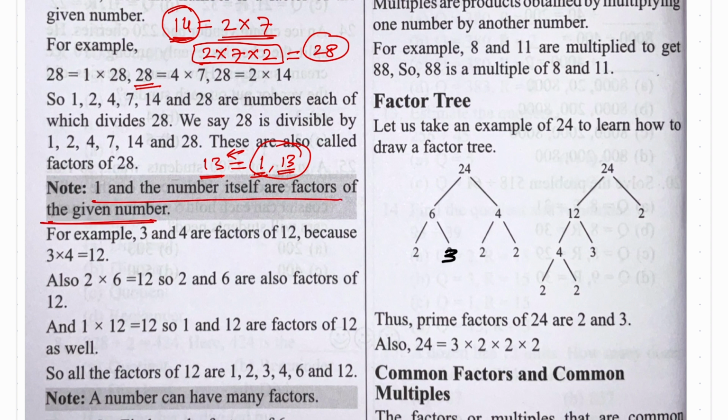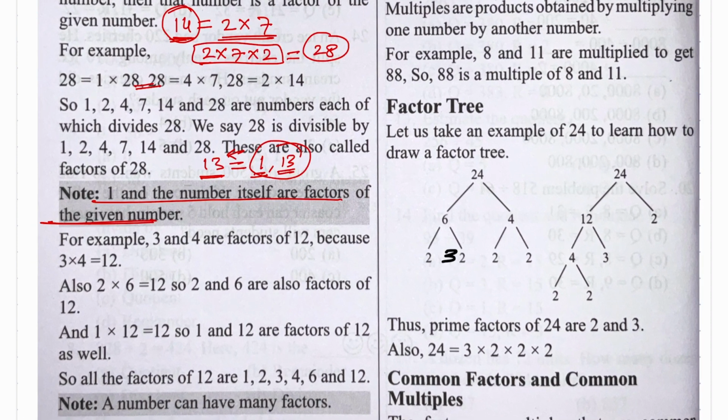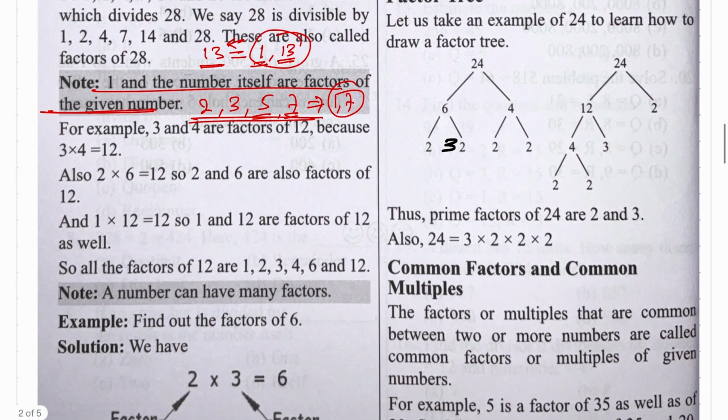Always. And if there are only these two factors, that means only 1 and that number itself, then what is that number called? Prime number. Say for example 2, 3, 5, 7, 11. Say for 7, what are the factors of 7? 1 and 7 only, no other factor. That's why all these numbers are prime numbers.